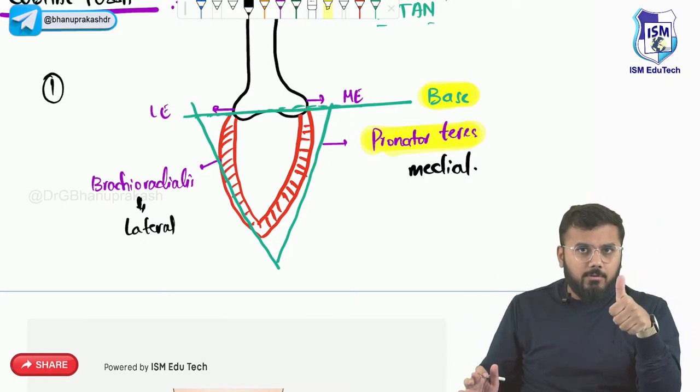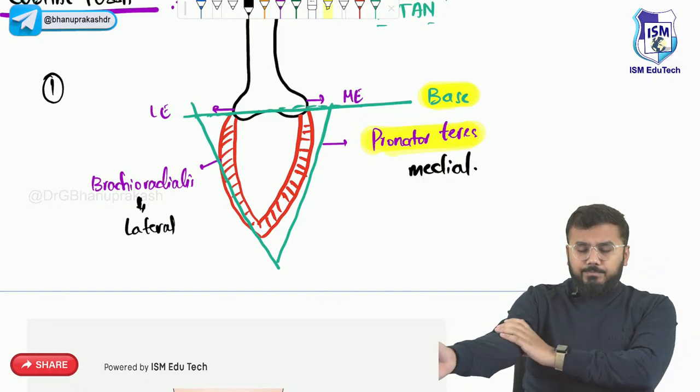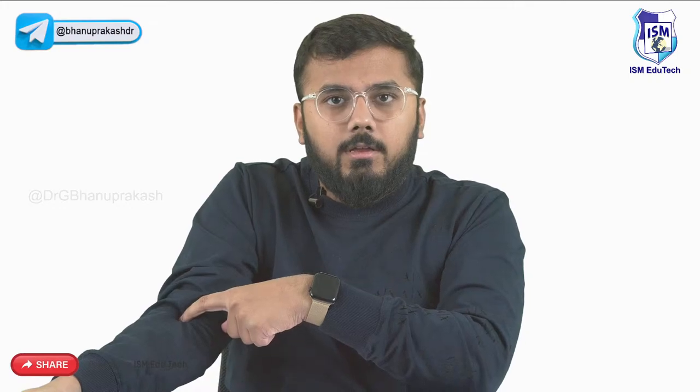Now the contents of the cubital fossa. What are the contents? Look here, guys. This is your biceps muscle, right? If you palpate inside, you can feel a tendon in the cubital fossa. That tendon is nothing but the tendon of your biceps brachii. How do you remember the contents? Remember it as R tan, from the lateral epicondyle till the medial epicondyle.